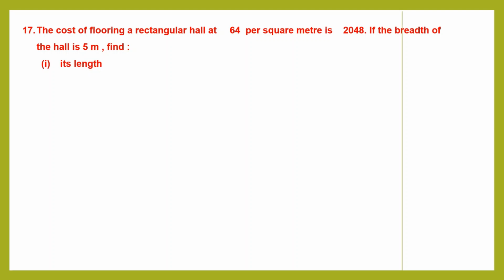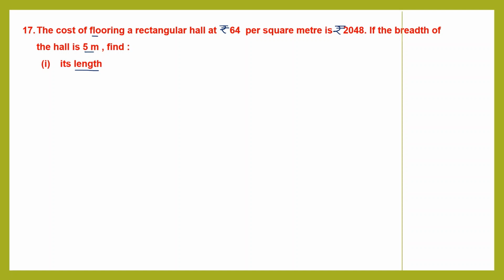Question 17. The cost of flooring a rectangular hall at the rate of 64 rupees per square meter is 2048. This is the total cost. If the breadth of the hall is 5 meters, find its length. Now to find the length of a rectangular hall, we either need to have the area or the perimeter given to us. Now here, which one do we use?